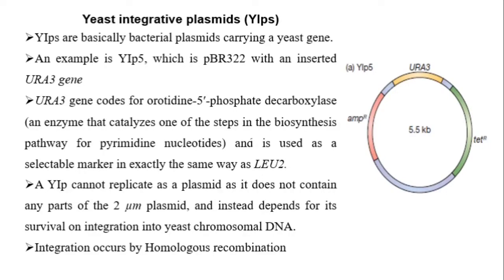So that is about YIPs. A YIP vector is basically a bacterial plasmid that carries a yeast gene. For example, YIp5 is a YIP plasmid that contains the pBR322 sequence with an inserted URA3 gene. This URA3 gene is taken from yeast, and URA3 is used as a selectable marker like the LEU2 gene. Both selection mechanisms are exactly the same.